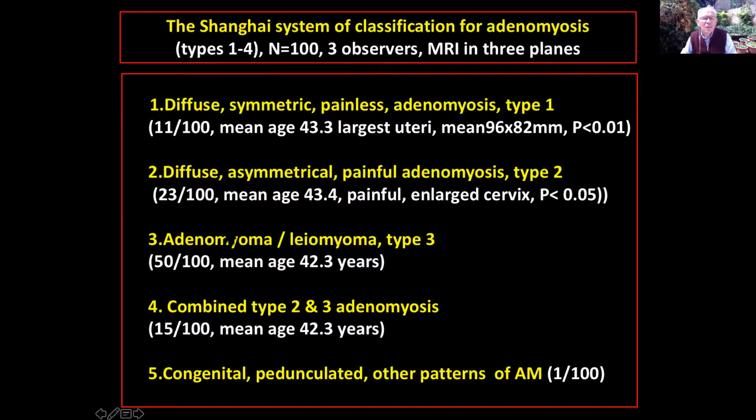So type 2 and type 3, the common forms. In China, we see plenty of this. 10% would be in this diffuse symmetric painless adenomyosis, and then a very small number, one in this series, were involved in these other unusual patterns.